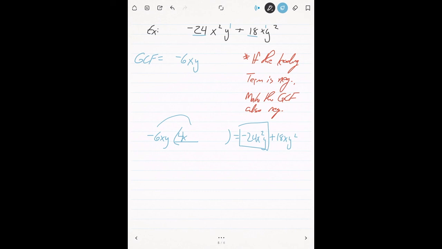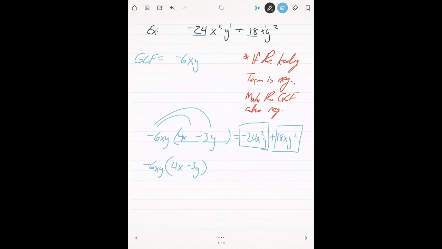The next term needs to get me an 18xy squared. So negative 6 times what gets me 18? Negative 6 times negative 3 gets us positive 18. There's an x to the first and an x to the first, so I'm not going to change anything there. But I have a y to the first here and a y squared here. So I'm going to have to include an extra y. So we're saying that the factors are negative 6xy and a 4x minus 3y.